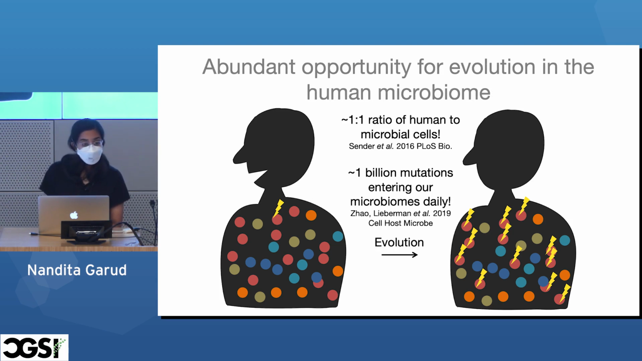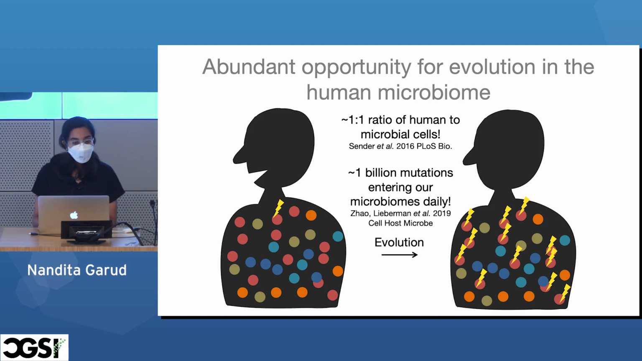Now, there's abundant opportunity for evolution in the microbiome, with a very high, 1-to-1 ratio of human to microbial cells, combined with the mutation rate and generation time. It is estimated that there are almost 1 billion mutations entering our microbiomes daily. And that's a hotbed of evolution happening right inside of us every single day.